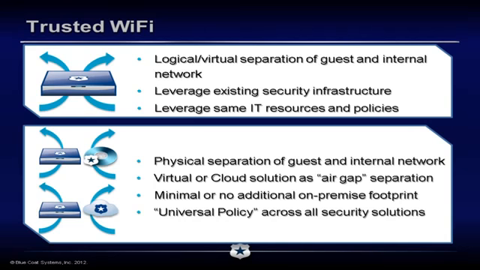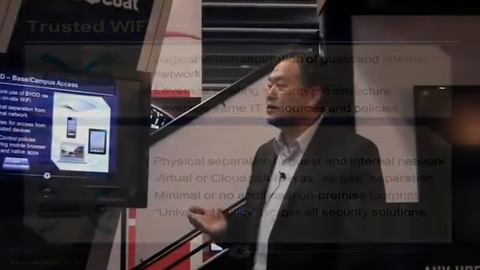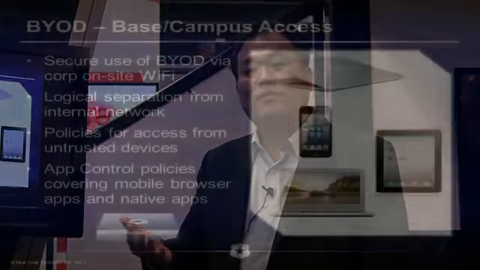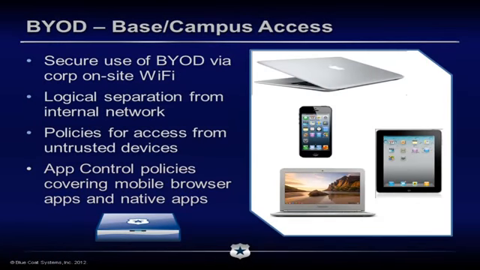For the BYOD scenario, let's look at base and campus access. When we talk about base or campus access, we're talking about a device connected to the network through the Wi-Fi that's available on the base. You want logical separation from internal networks so that you have a network dedicated to BYOD and an internal network that's separated, with separate security policies and security analytics. Now, what's important here is the concept of app control. You want to be able to control which applications can be used securely and what acceptable use policies can be applied to these types of devices.